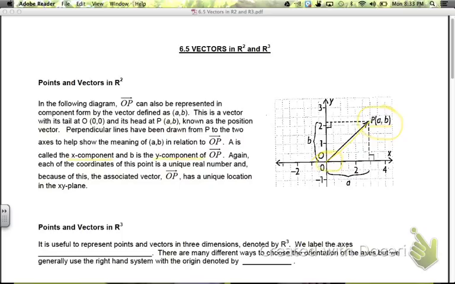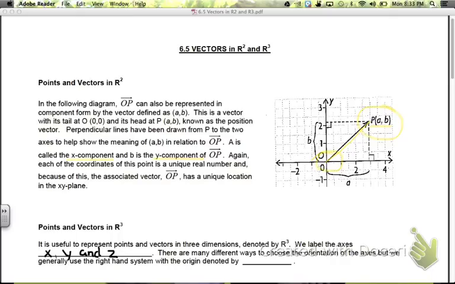Again, each of the coordinates of this point is a unique real number, and because of this, the associated vector OP has a unique location in the XY plane. So if we're then talking about points and vectors in R3, it is useful to represent points and vectors in 3 dimensions, denoted by R3. We label the axes as X, Y, and Z.